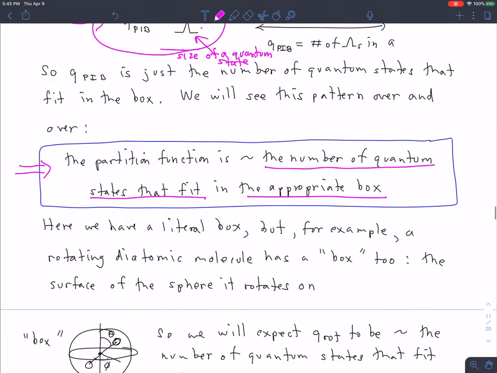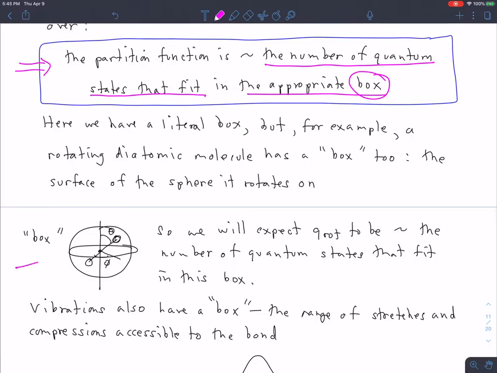For the translational degrees of freedom for a particle in a box, the box is obvious, and it's a literal box. But with every other kind of degree of freedom, for example, for rotations, there's also some kind of box out there. It isn't always obvious what the box is, but if you look a little bit, you'll always find that there's some kind of box that's confining your quantum system, and there's a de Broglie wavelength of some kind that goes with that. And so you can always talk about how many quantum states fit in your box.